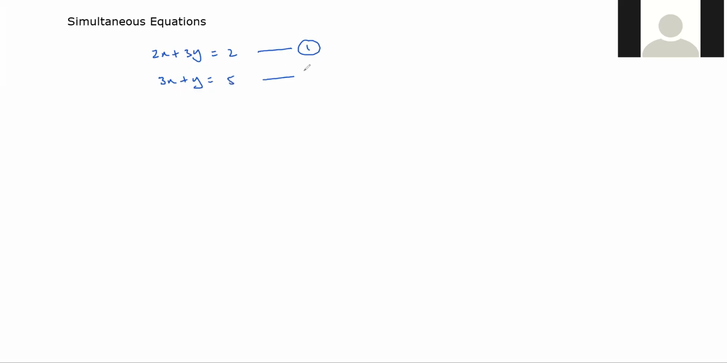Now these are two equations. Now there are more than three ways of solving these two equations. One is the elimination method. Okay, do you know what that elimination method is?